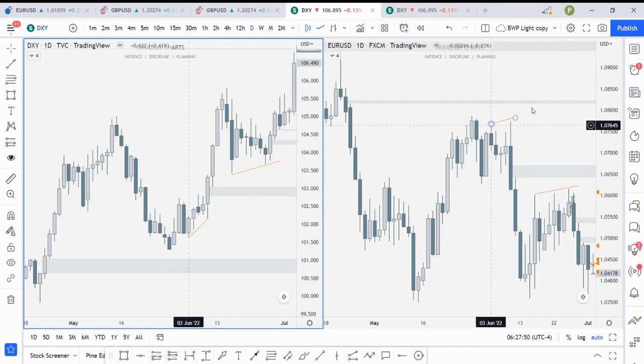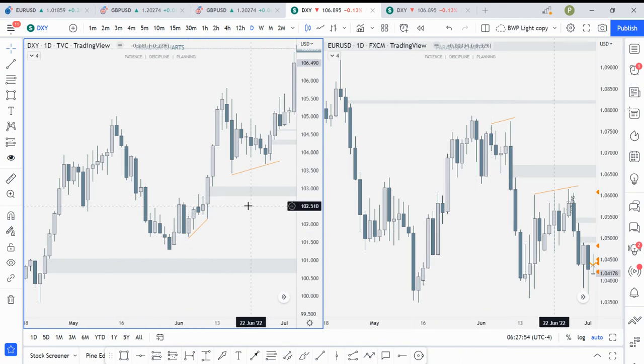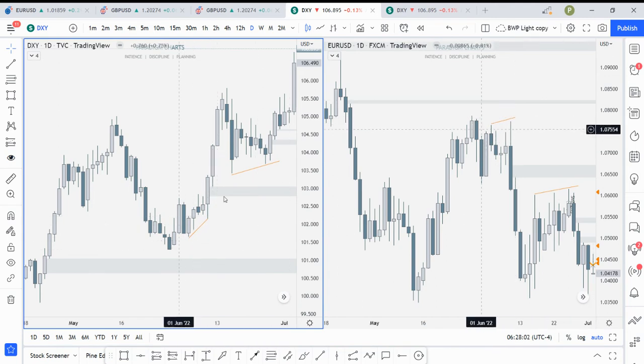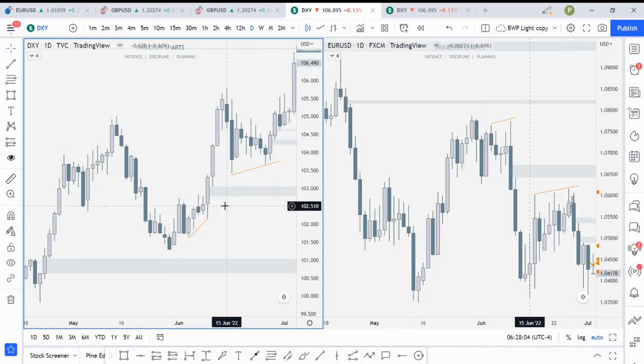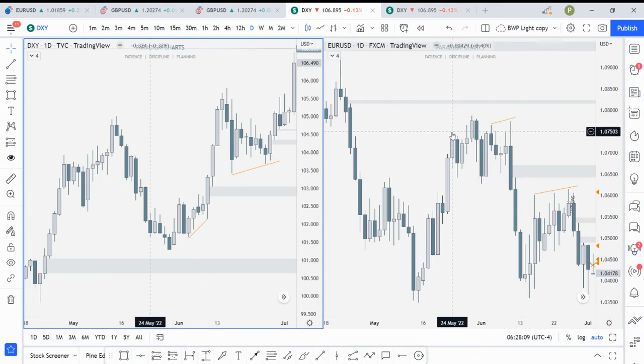Okay, so euro is making a higher high, while DXY is making a higher high. When euro is making a higher high, you expect DXY to make a lower low. All right, but instead, DXY is making a higher high. They are meant to be negatively correlated.